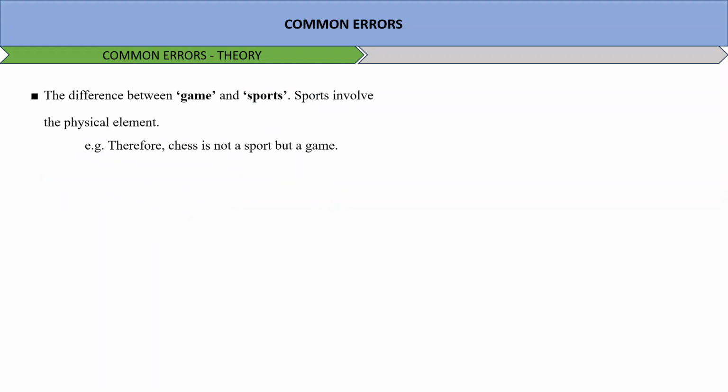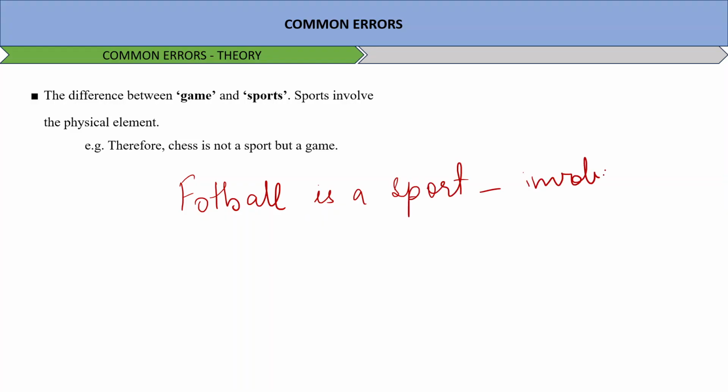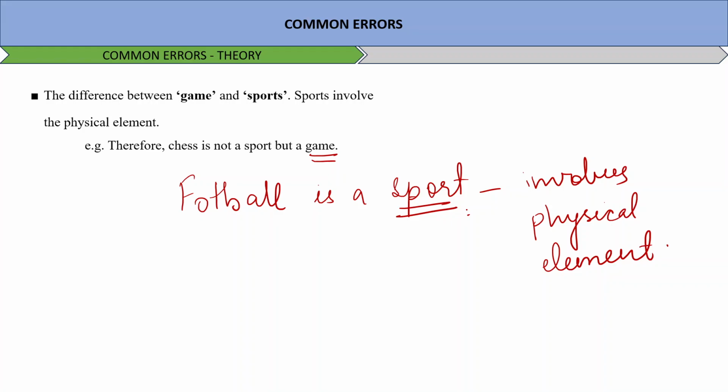Moving on. The difference between game and sport. Sports involve a physical element. Therefore, chess is not a sport but a game, whereas football is a sport. Why? Because it involves a physical element. So something which doesn't involve a physical element is a game, whereas something which involves a physical element is a sport. Always remember that.